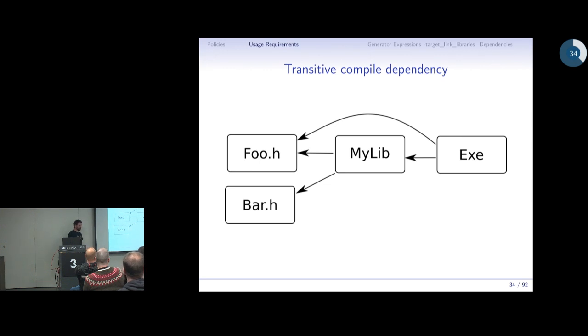And just to illustrate that with a diagram, you can see that the executable will need to be able to find foo.h, but it will not be required to find bar.h. So that's really the difference between public and private. I also mentioned interface, and that is relevant mostly just for header-only libraries because it means that a certain directory is needed for clients, but not for compiling myself. So interface might be a little bit more advanced.